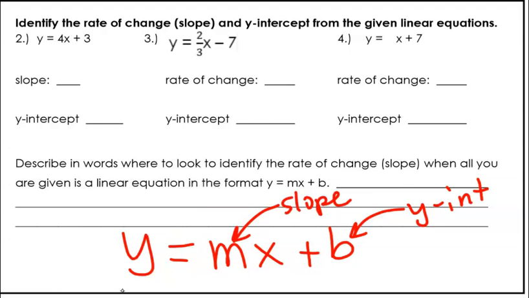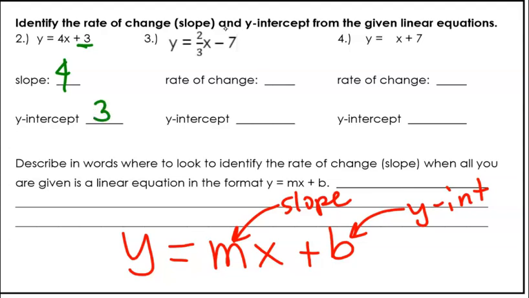So if I know in my first equation that the coefficient of x is 4, then the slope is 4. Notice I do not write the letter x. I just write the 4. X is located next to the slope. It is not part of the slope. And the constant at the end is +3.